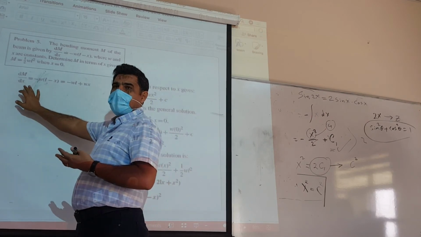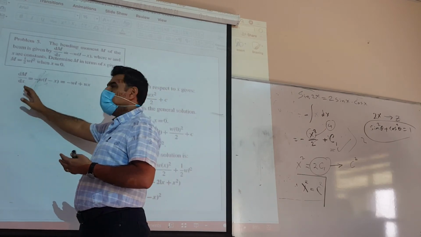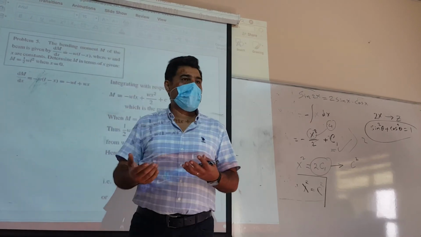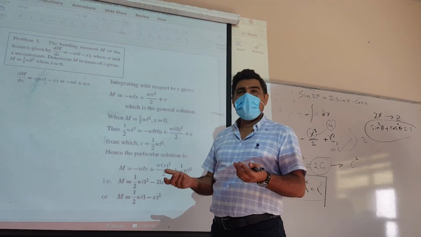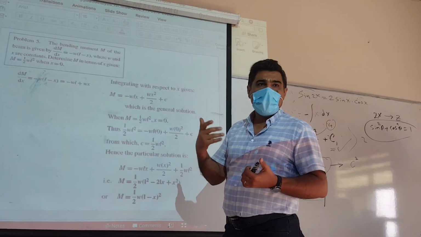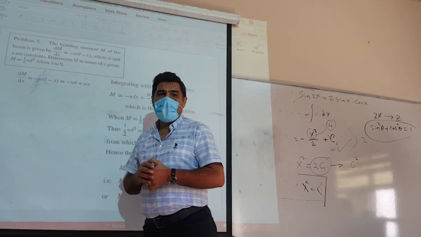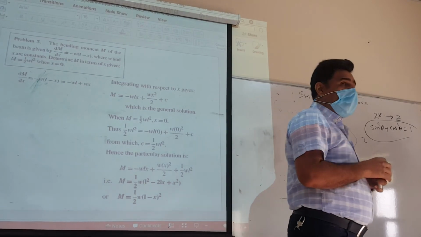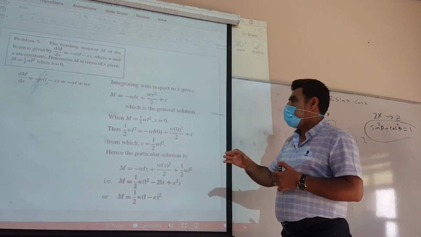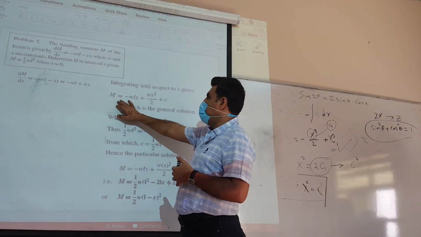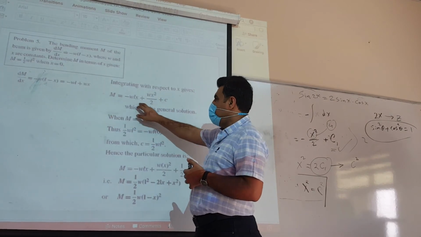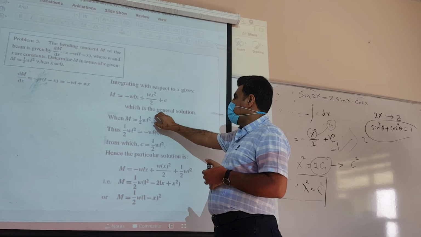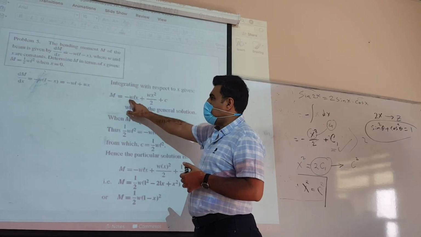So this is a differential equation. What you need to do is to solve this differential equation in order to find the bending moment or to find any, let me say, unknown variable. So, in this case, if you integrate both sides, you will get this equation. So this is the general solution.